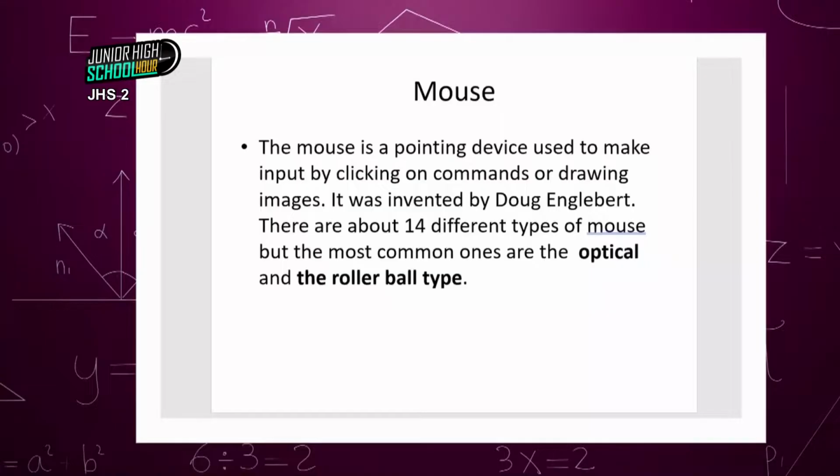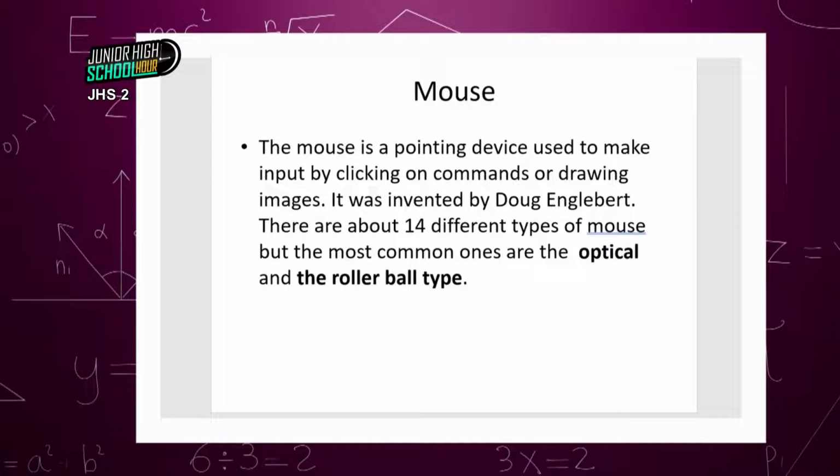Now, the one who invented the mouse is called Doug Engelbart. There are more than 14 types of mouse, depending on the purpose of that mouse. The last time I checked, there are more than 14 types. The two most common ones we have used or come across before are the optical and the rollerball type of mouse.